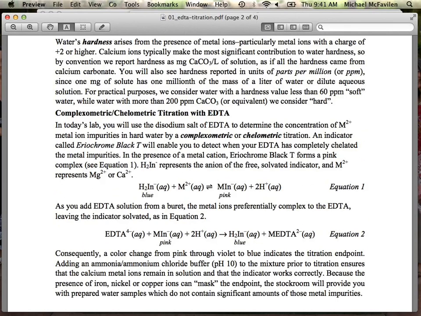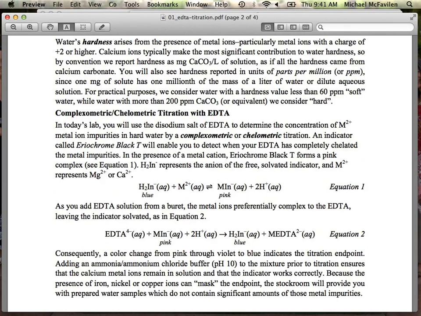You would need to know the concentration of your solution. So one of the first things that you're going to do is make this EDTA solution, and then you have to standardize it. You need to know what the concentration is. Okay? And we'll look at that standardization as far as calculations go.